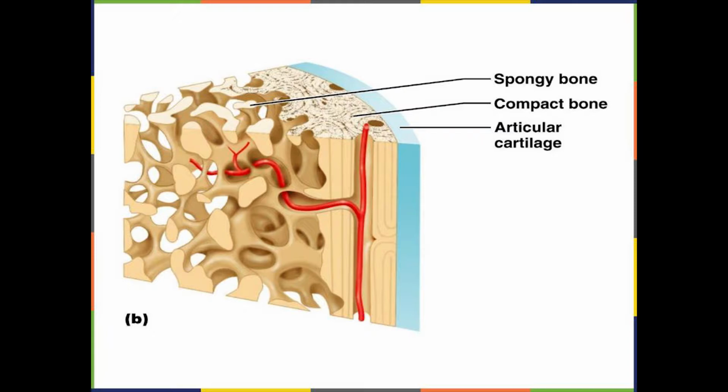Okay, so these little bony walls, if you will, in the spongy bone that make up the compartments, those are called trabeculae.